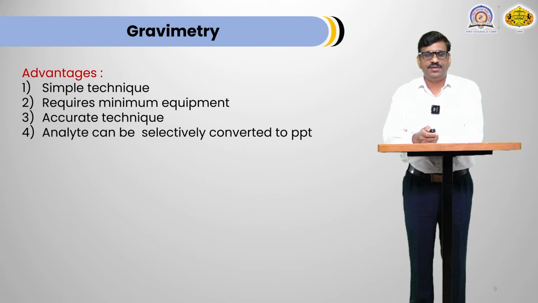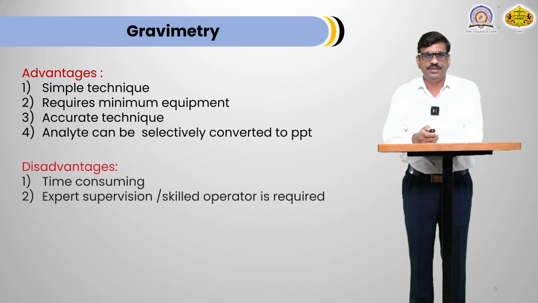Now there are certain advantages of this gravimetric technique of analysis. It is a simple technique. It requires minimum equipment. It is an accurate technique. Analyte can be selectively converted to precipitate. Means when a larger number of elements are present in the solution, one can selectively isolate one element in the form of the precipitate. These are advantages of the gravimetric method of analysis.